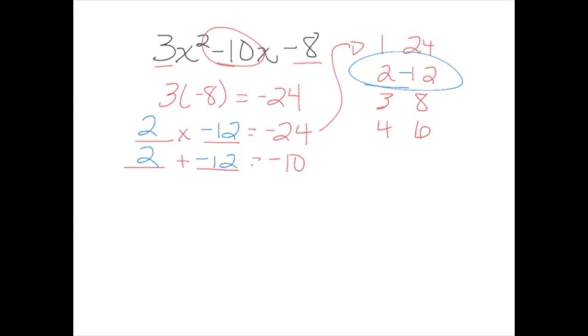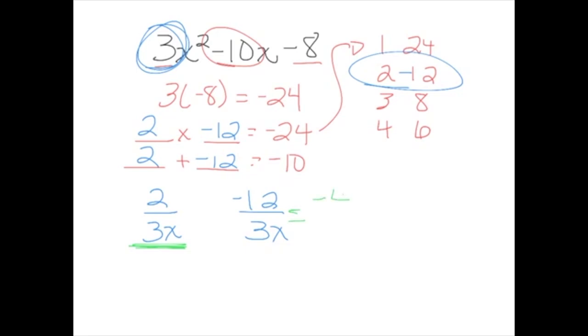Here's where that twist comes in. Take the numbers that you just found, make them the numerators of fractions. Take the number that's in front of your x squared and put it as the denominator. The x is going to go with the denominator. Now I want you to simplify each fraction as much as possible. This one is already simplified. My second one simplifies to negative 4 over 1.